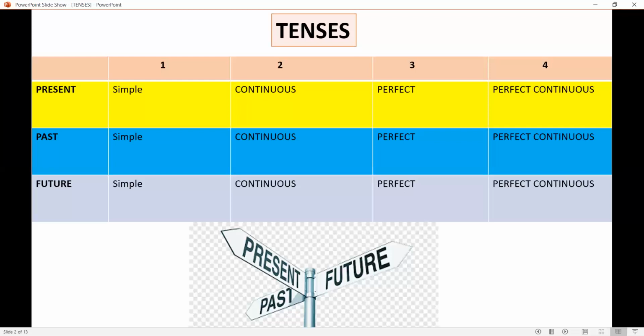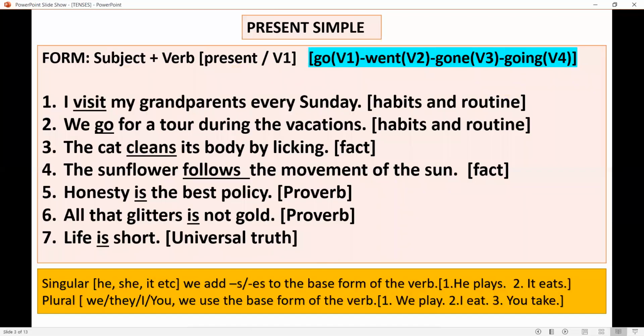Now let us see present tense. Present tense is divided into four: simple present, present continuous, present perfect, and present perfect continuous. Past tense: past simple, past continuous, past perfect, and past perfect continuous. Future tense: future simple, future continuous, future perfect, and future perfect continuous. Now, let us see the usage of each aspect of present tense in the beginning.